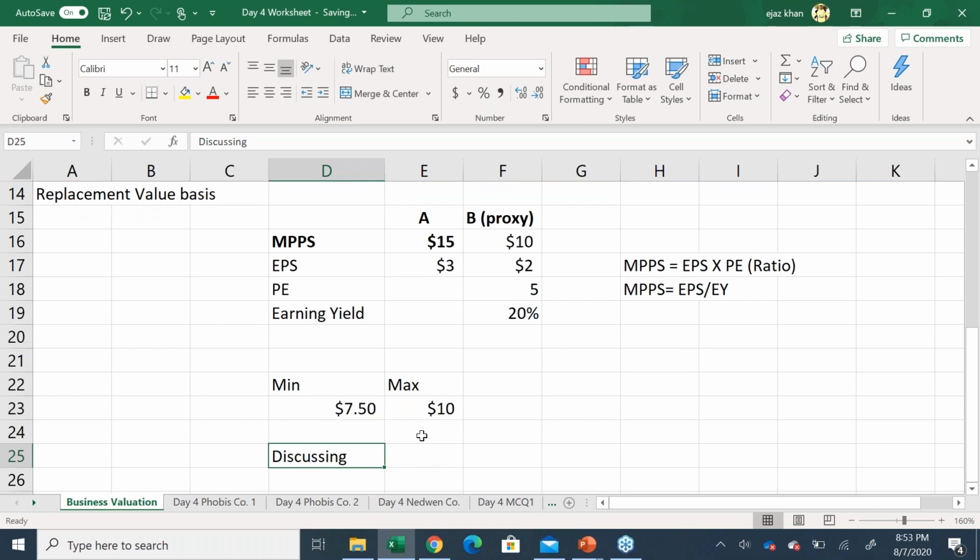When you have to discuss the valuation of a company using the PE ratio and the question involves discussion as well, then we should be doing this. Otherwise, for an MCQ, the answer should be $15, because this is highly subjective. Few investors may value it at $10, few may value it at 7.5, or few may value higher than $10. So it's a very subjective thing. So only do this when you have to discuss. That's it.